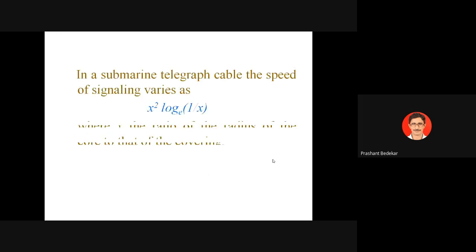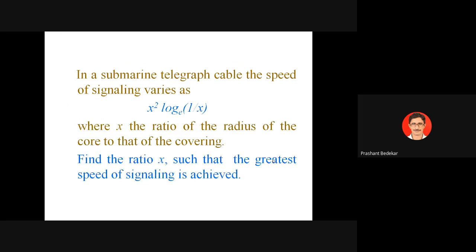Now coming to the next category, let's take this problem. In a submarine telegraph cable, the speed of signaling is proportional to x square log to the base e 1 upon x, where x is the ratio of the radius of the core to that of the covering. We have to find the ratio x such that the greatest speed of signaling is achieved. This is the problem.